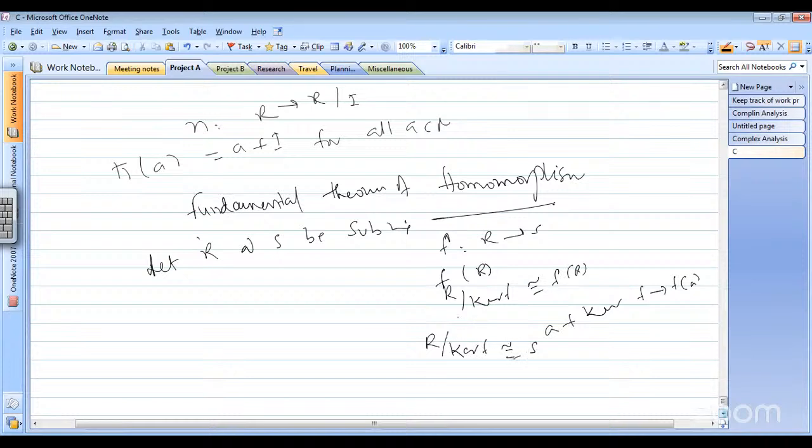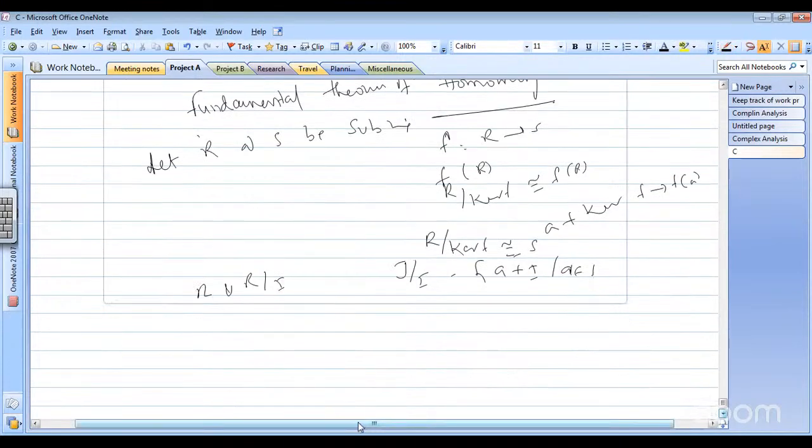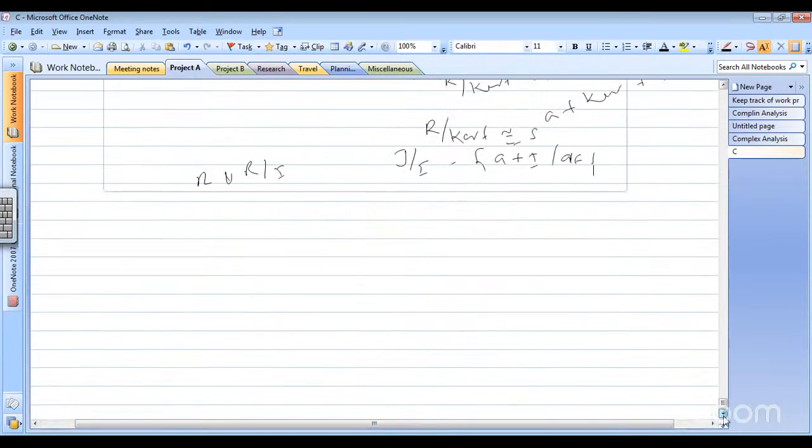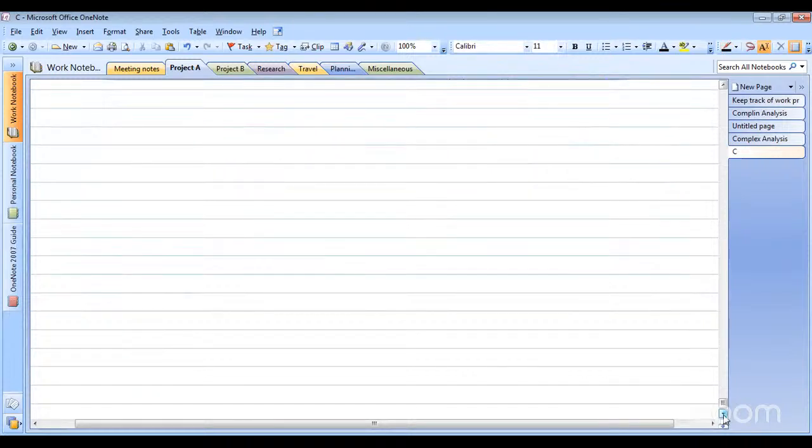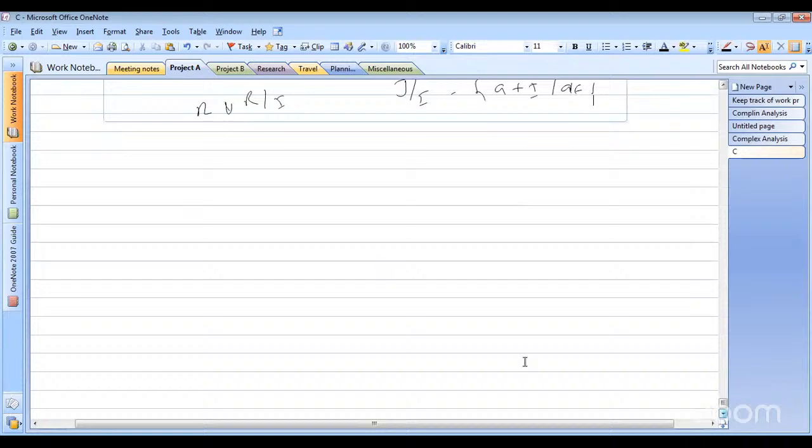Another one: let R be a ring and R by I the quotient ring. For any ideal J of R containing I, J by I is the set of a plus I such that a belongs to J. This gives a bijection of the set of all ideals of R containing I onto the set of all ideals of R by I. Now, operations on ideals.